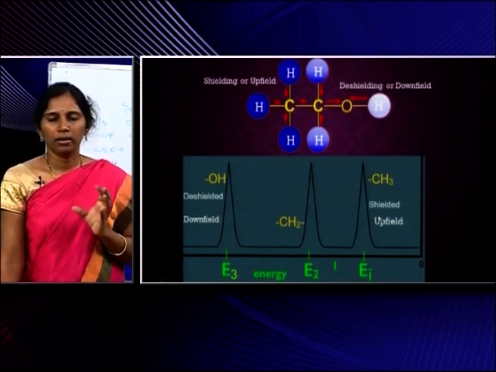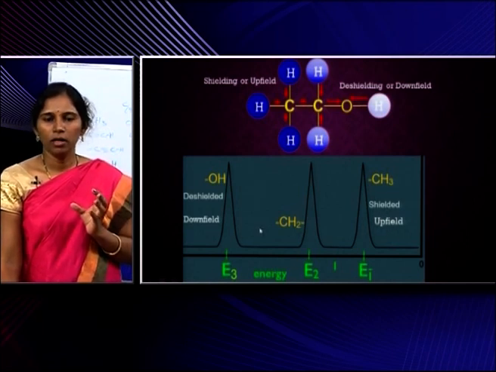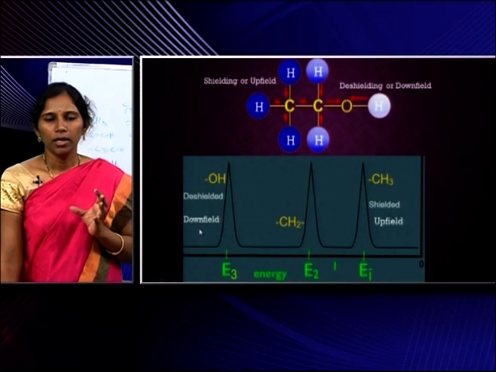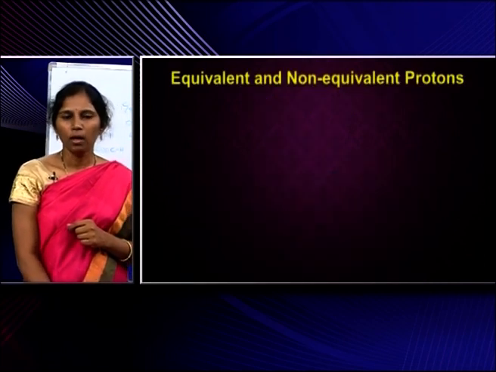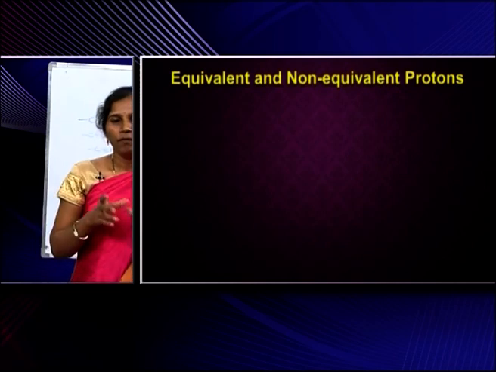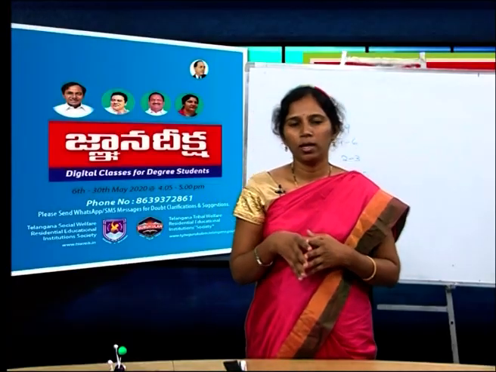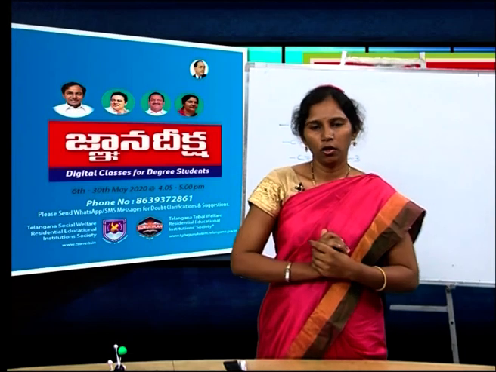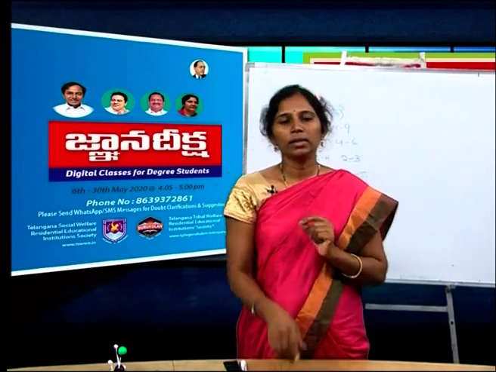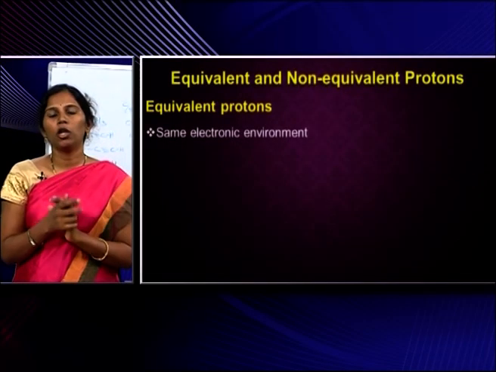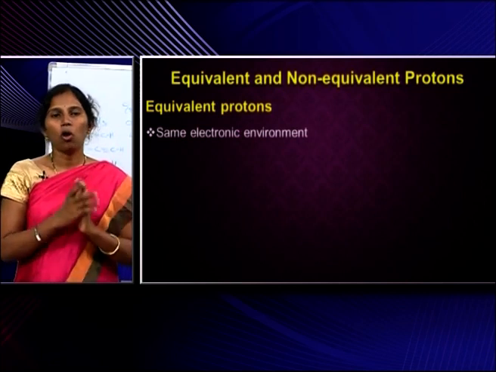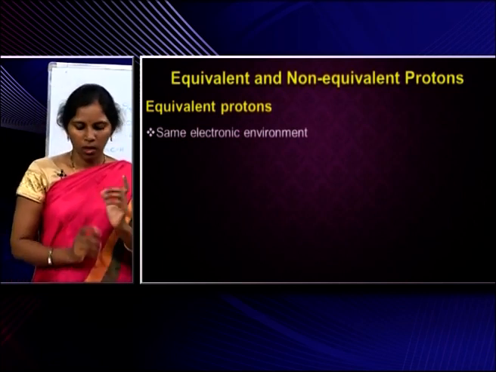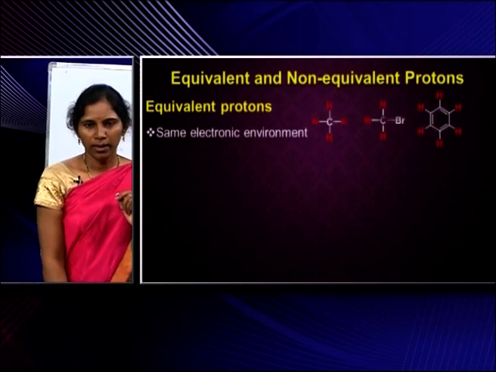And you just remember that upfield means shielded, downfield deshielded. You remember the word DD in US bank. Just you remember, it will be useful for you in your competitive exams. By that shielding and deshielding only, we get equivalent and non-equivalent protons, right? What do you mean by equivalent and non-equivalent protons? If the protons present are in the same chemical environment, those protons are said to be chemically equivalent protons or chemical shift equivalent protons. Look at the screen, you can find the examples here.